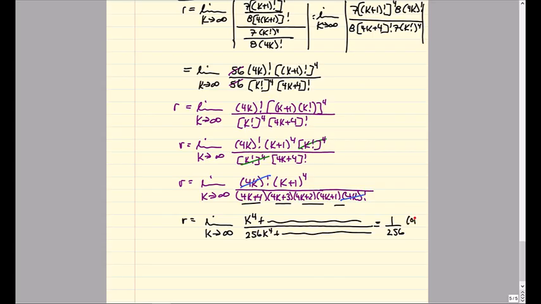Why? Because the degree in the numerator is equal to the degree in the denominator. So r is equal to 1 over 256, and that is definitely less than 1. Therefore, the series converges absolutely. This is a fun one. So the series converges absolutely. Lots of simplifications with the factorials.